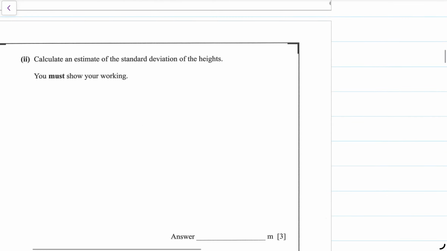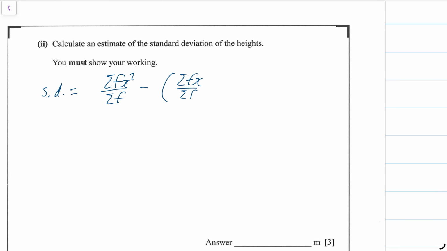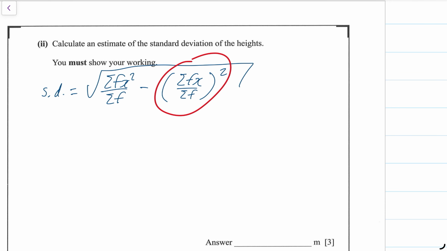Next bit says find an estimate of the standard deviation. You must show your working out. So I'm just going to say SD, which is standard deviation, is going to be square rooting all of this, by the way, sigma fx squared over sigma f minus sigma fx over sigma f, and that bit is squared. You may have just wanted to write that bit. That's the same as your mean squared. I just like to write it out the other way, I have to say, but personal preference.